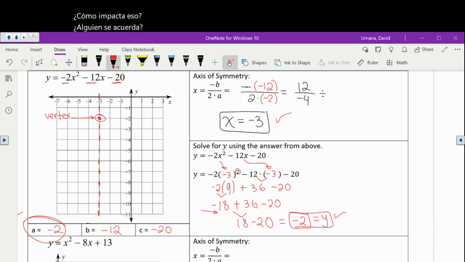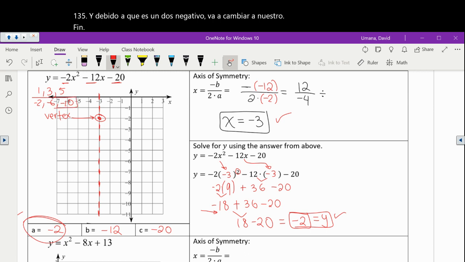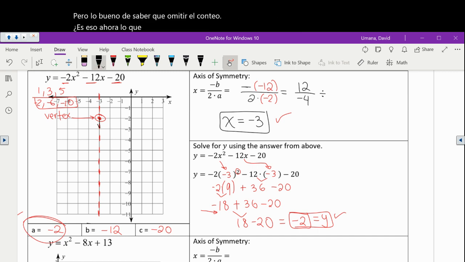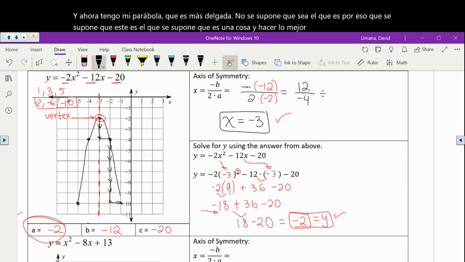I think the skip counting, which originally would have been 1, 3, 5, changes. So I'm going to have my 1, 3, 5, and because it's a -2, it's going to change to -2, -6, and -10. So this is my skip counting now. But the cool thing about knowing that skip counting is that now I can say this. Down 2, over 1, down 6, over 1. I don't have space for the 10, but I have enough to be able to do my mirror image. And now I have my parabola, which is thinner. It's not supposed to be the one that is wide. This is the one that's supposed to be kind of thin. And do the best you can with it. And you have the picture.